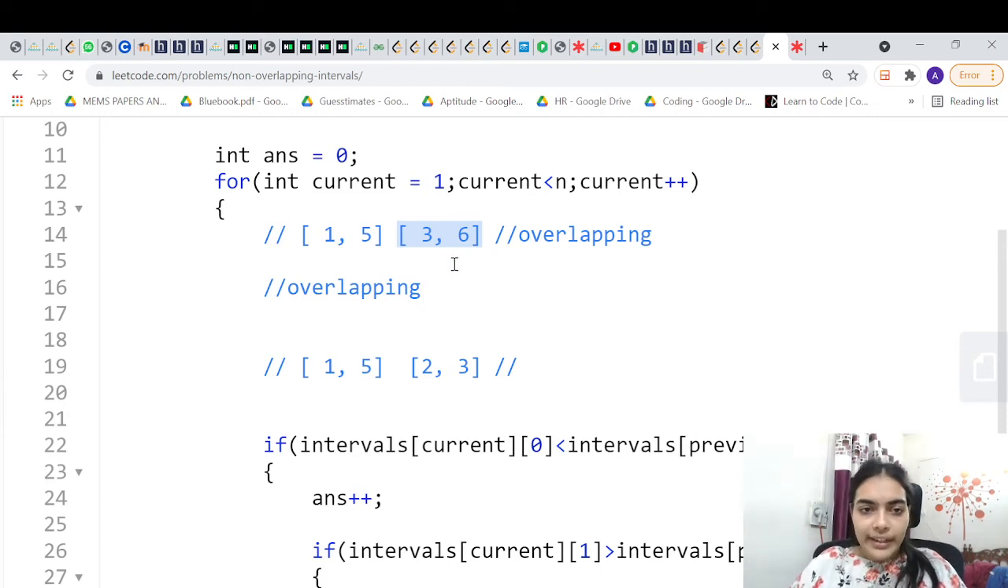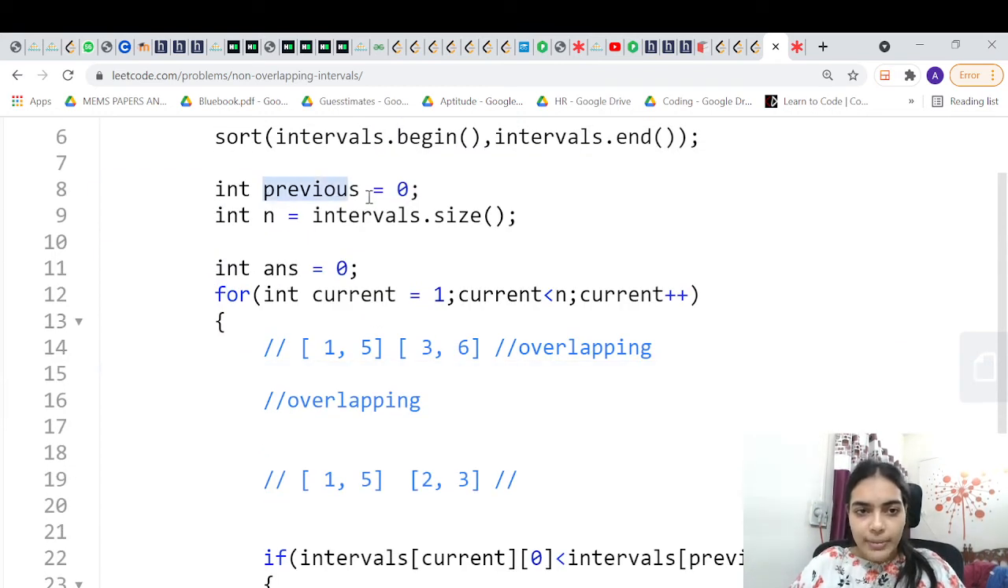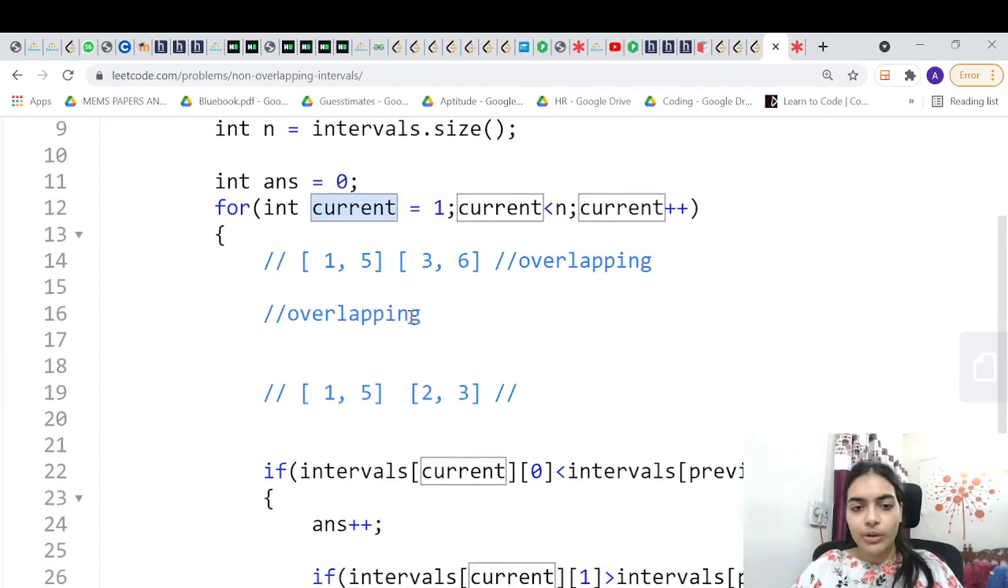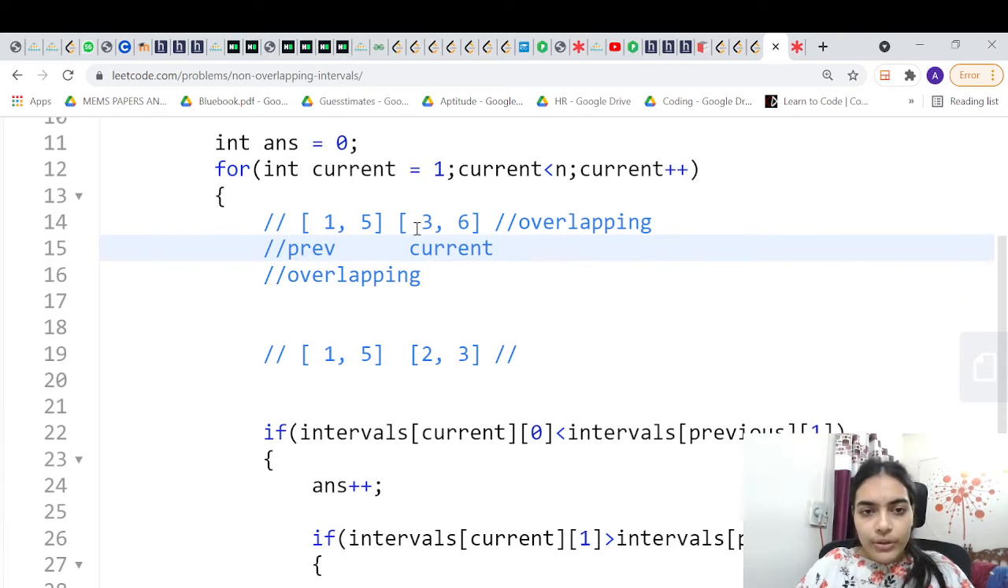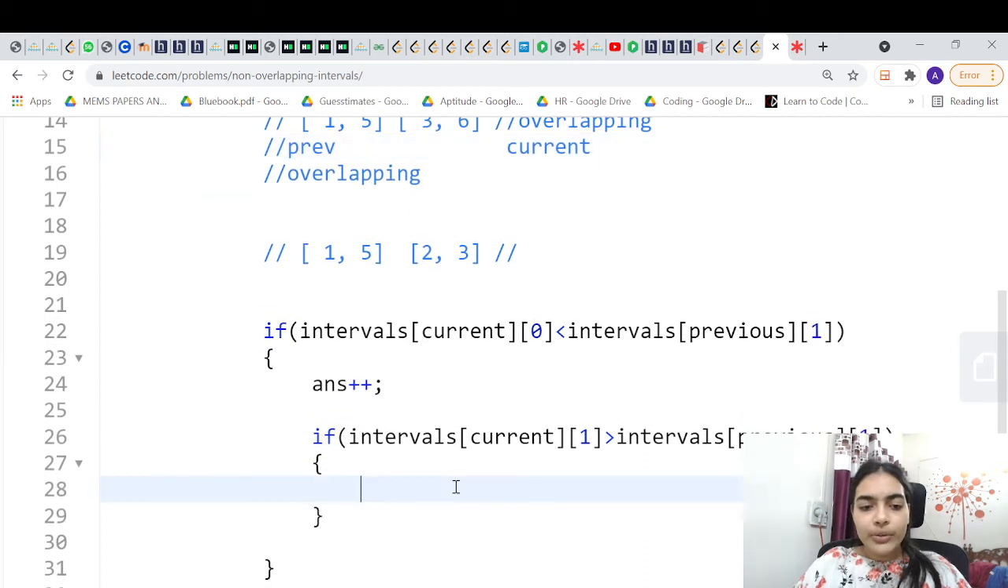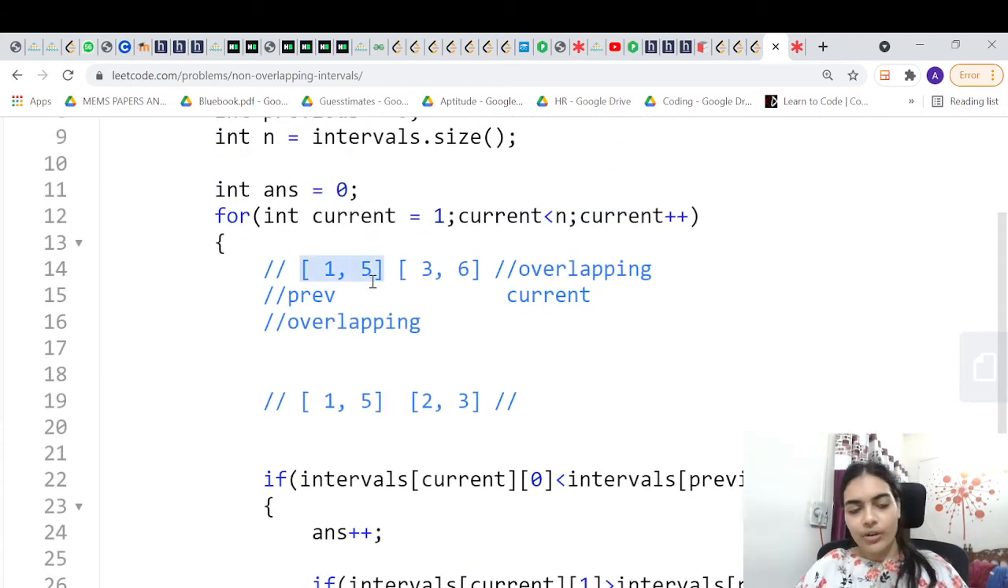So what do you mean by deleting it? You're not actually deleting it, you're just maintaining two variables, previous and current, to denote them. Earlier your previous was at 1 comma 5 and your current was at 3 comma 6. If you're going to delete 3 comma 6, your previous will still remain at 1 comma 5, and you will move your current forward to the next value. So in this case you need not do anything. Your previous will remain as such.